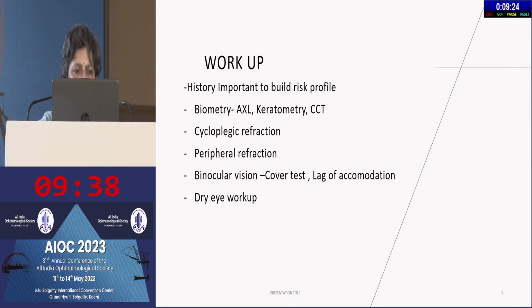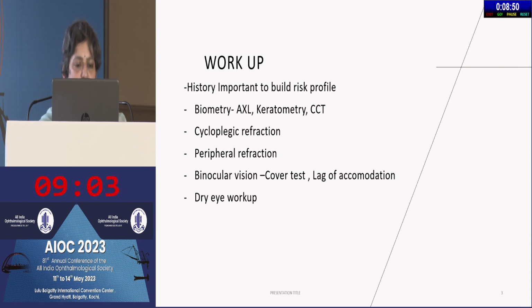So at one time, when you worked up these patients, we only used to ask a cursory history. But now I think history is important, because your interventions will depend on whether one parent is myopic, both parents are myopic, or the child was born premature or full term. That builds your risk profile, because if both parents are myopic, the child is 6 times more likely to develop progressive myopia than if only one parent is myopic.